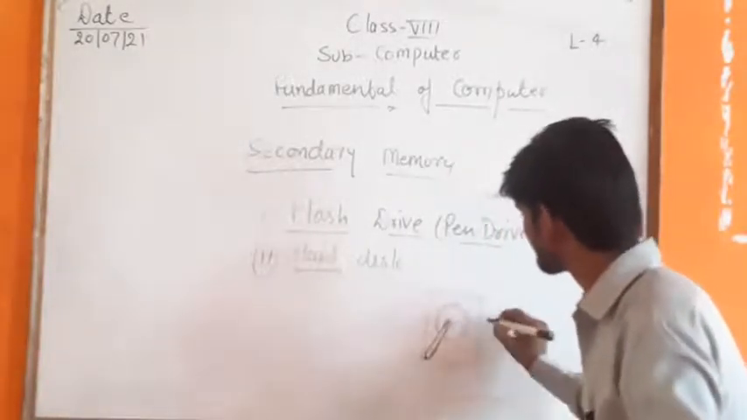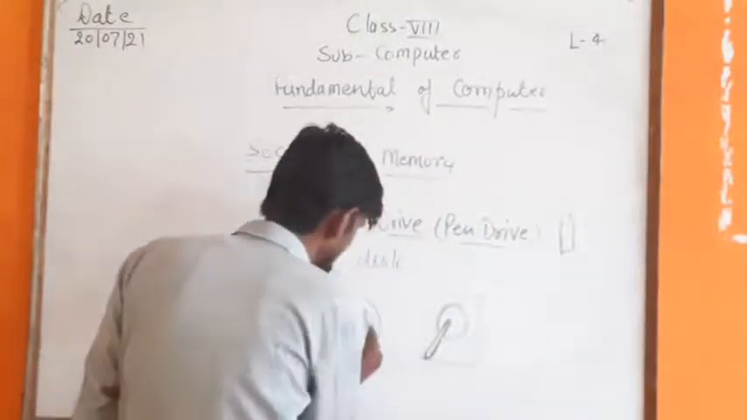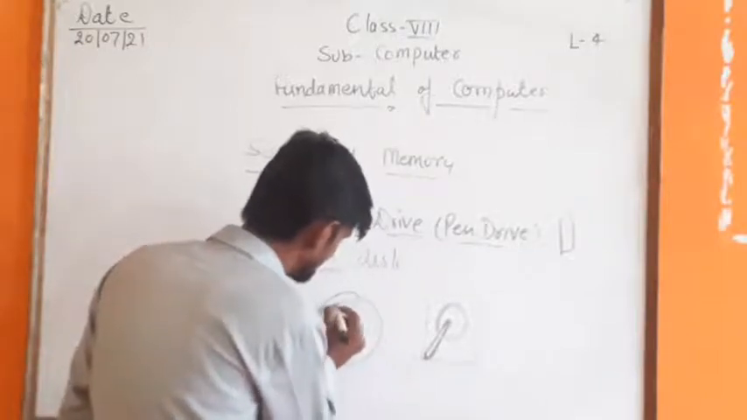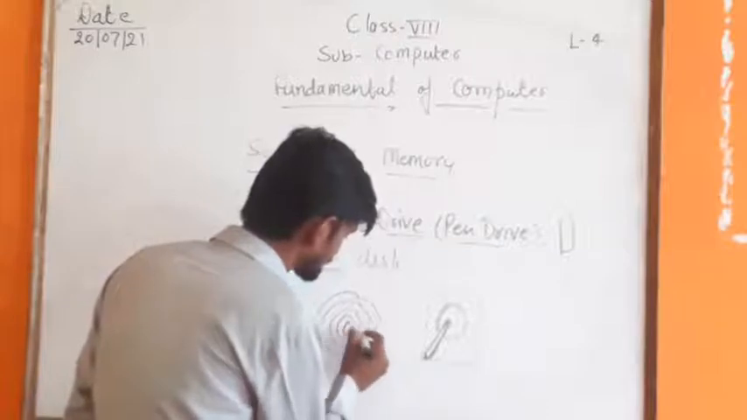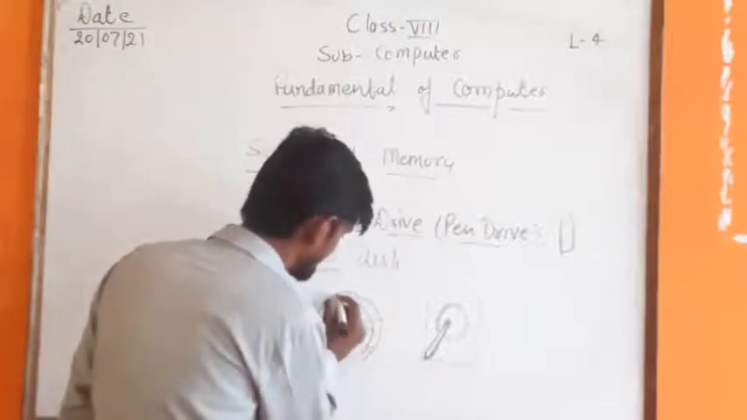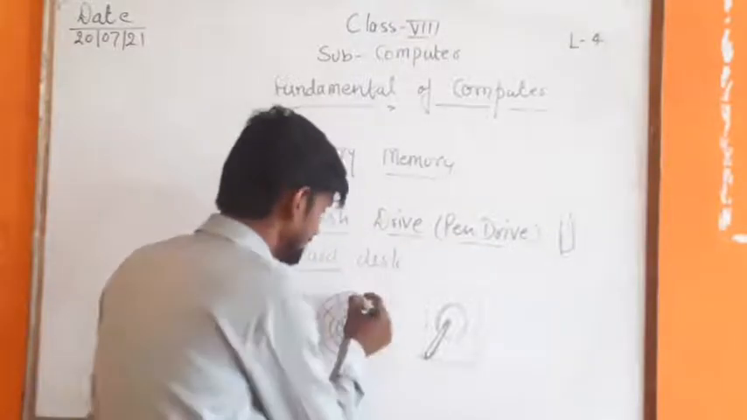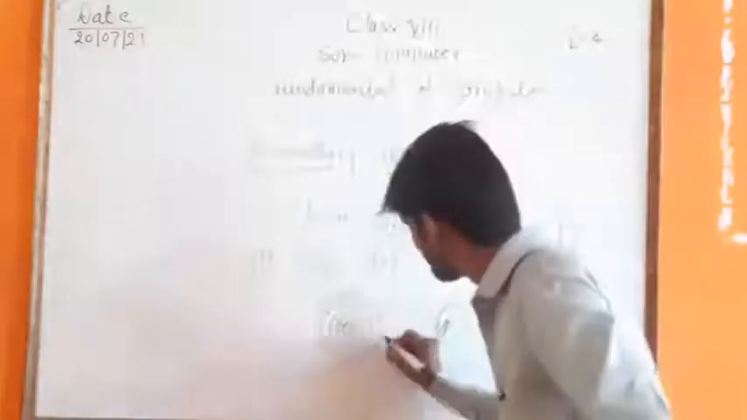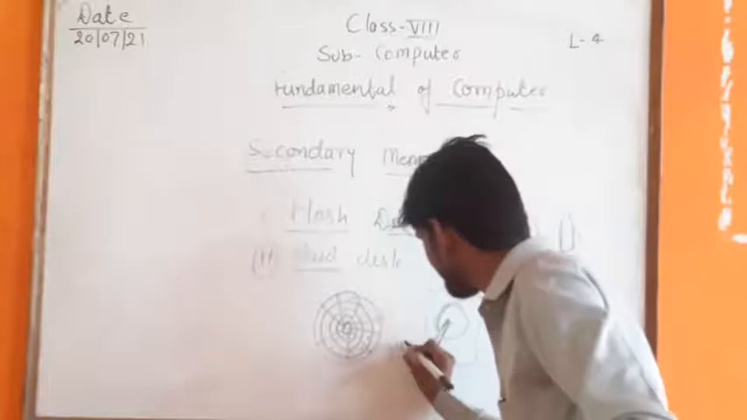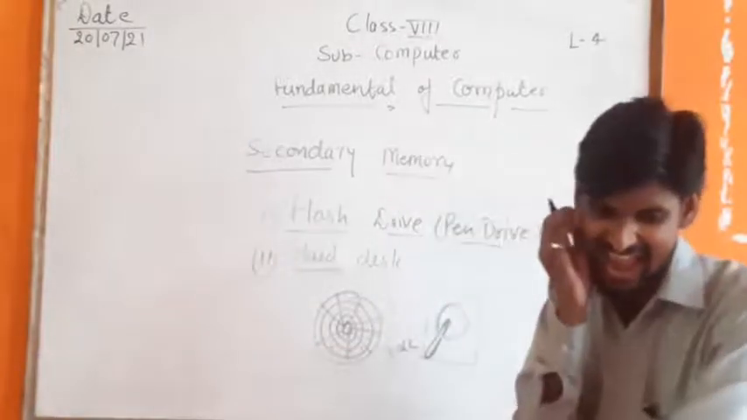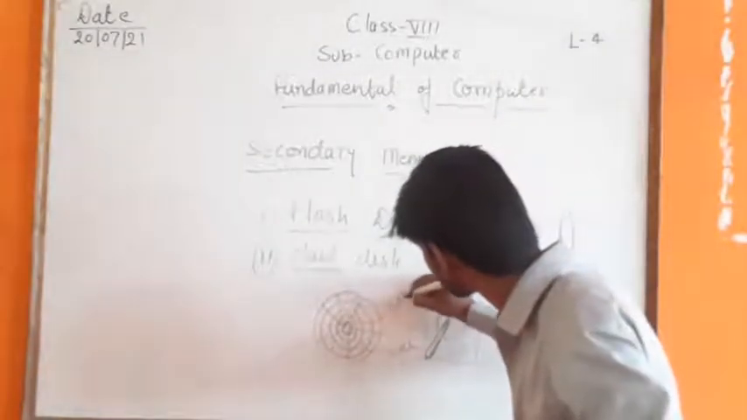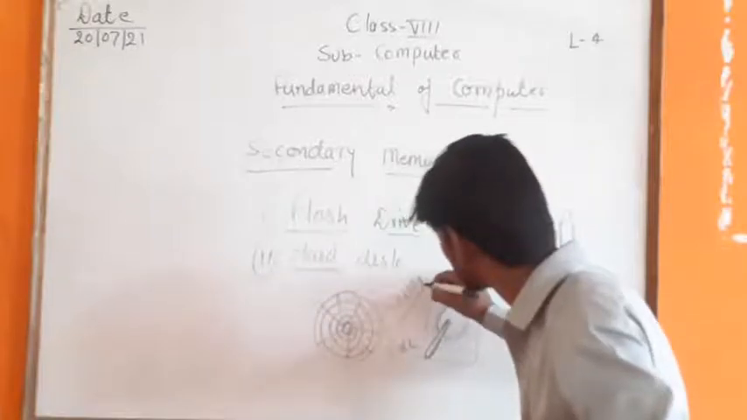This hard disk, actually internally the structure is like this, and there are lots of tracks, and we save our data into this one. Clear? This is known as the track, and this one is the sector. So this is the internal structure of the hard disk.